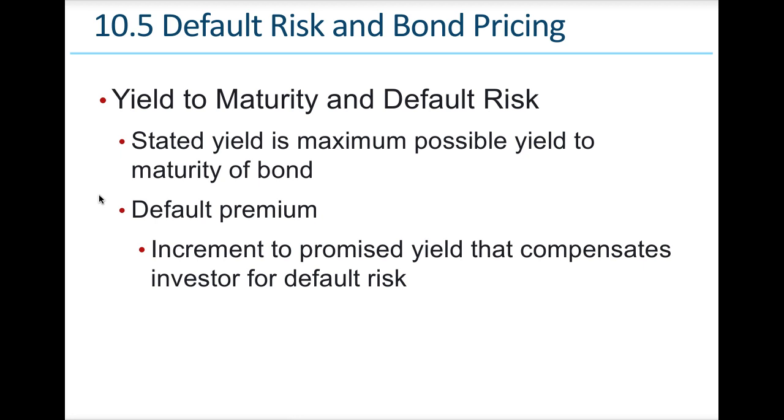Okay, so yield to maturity and default risk. So the stated yield is the maximum possible yield to the maturity of the bonds. And there's going to be a default premium that's incremental to the promised yield that compensates investors for default risk.